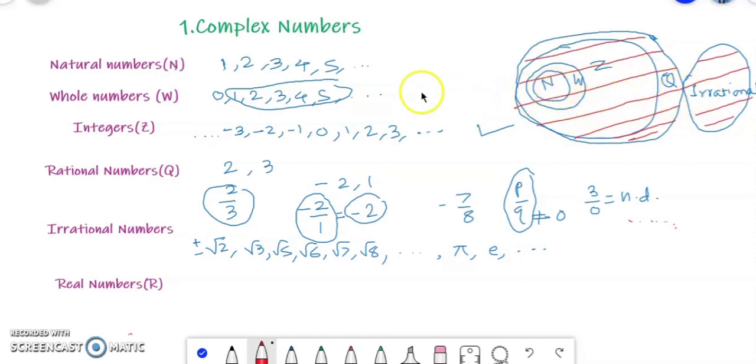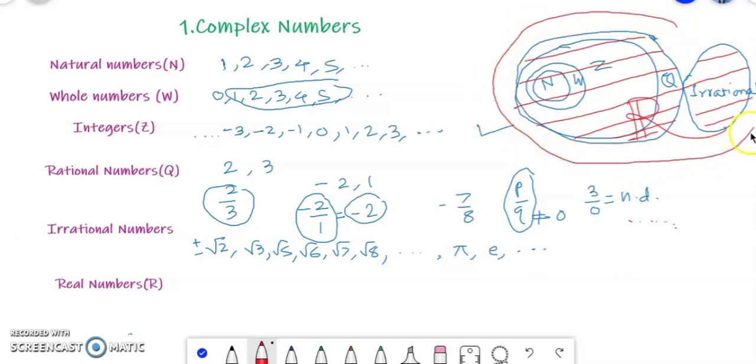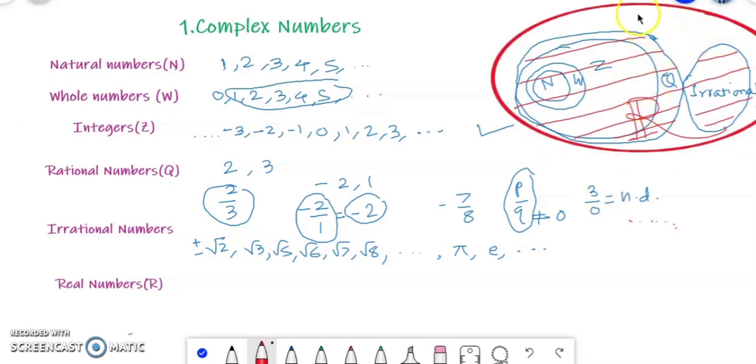Every natural number, 1, 2, 3, 4, is a real number. It's a whole number, it's an integer, it's a rational number, it's also a real number. So the set of real numbers is the biggest set of numbers that you know of. And after this, an even bigger set will be studied. That set is called the set of complex numbers.